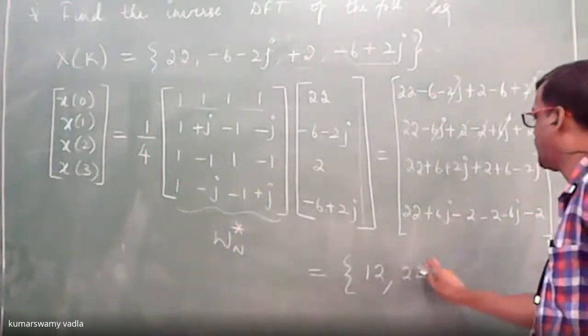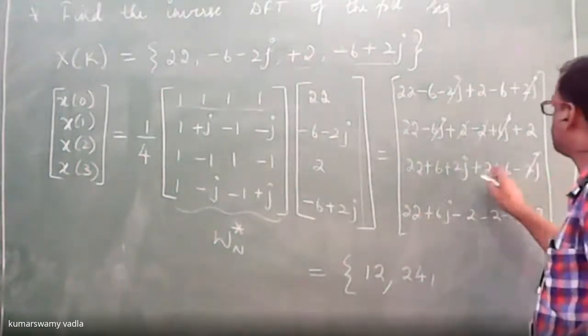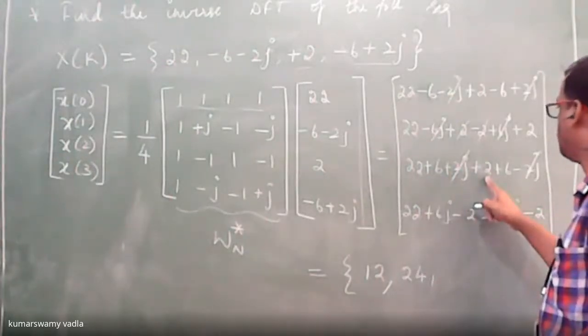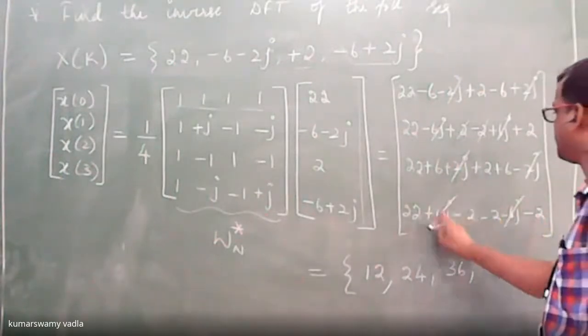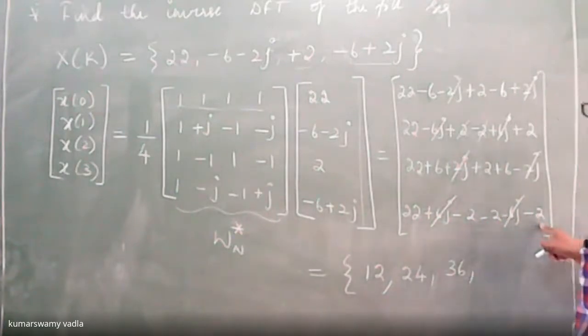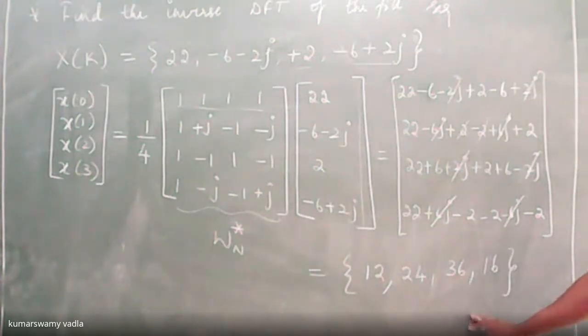With this I have 24. Then minus 2j plus 2j goes off. 22 plus 6, 28. 28 plus 2, 30. 30 plus 6, 36. Minus 6j plus 6j goes off. Okay, 22 minus 6. What is the value? 16. Is the point clear here, students?